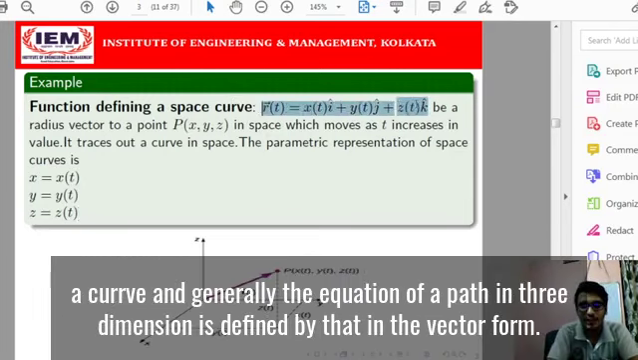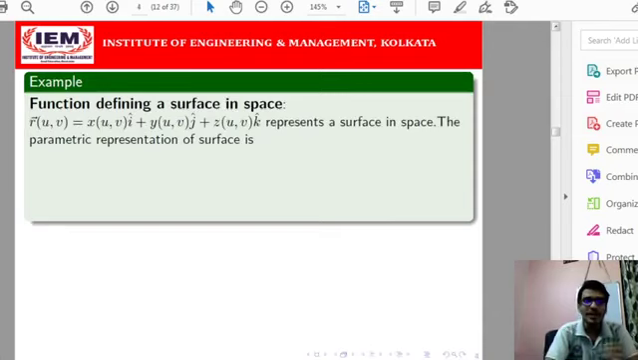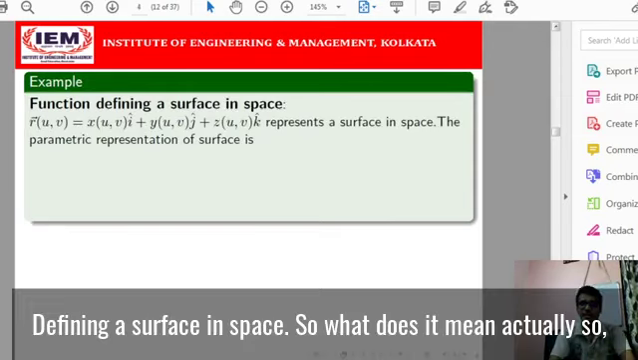And generally the equation of a curve in three dimensions is defined in the vector form. Then a function defining a surface in space. So what does it mean actually?